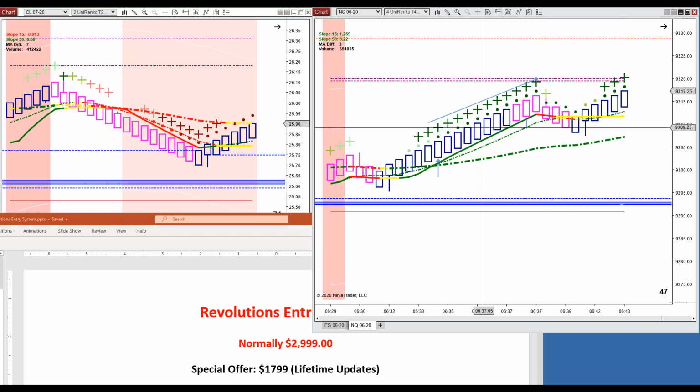We're looking for 10 ticks and 22 ticks on the NASDAQ on our first and second target. This gives you the shot for a huge runner because it's going to take you out only on the color change of the 15. And that color change is going to come intra-candle, so you're going to get out pretty quick.